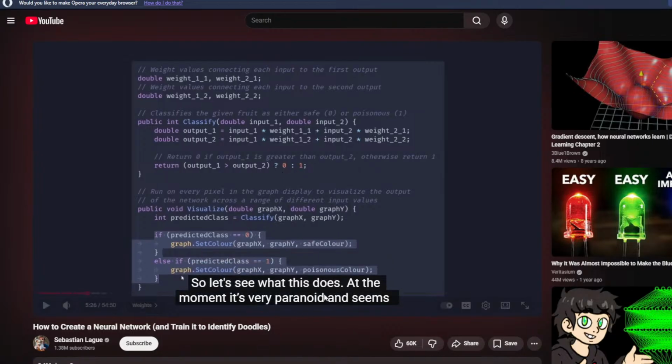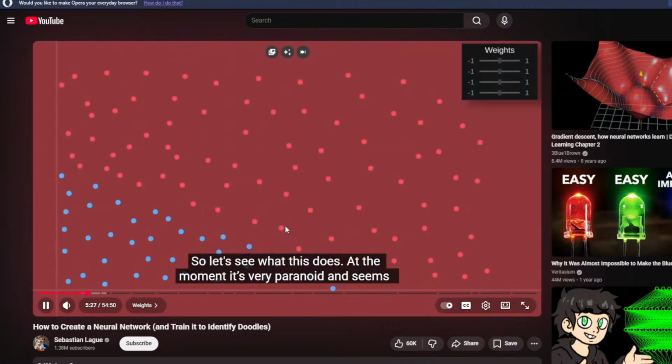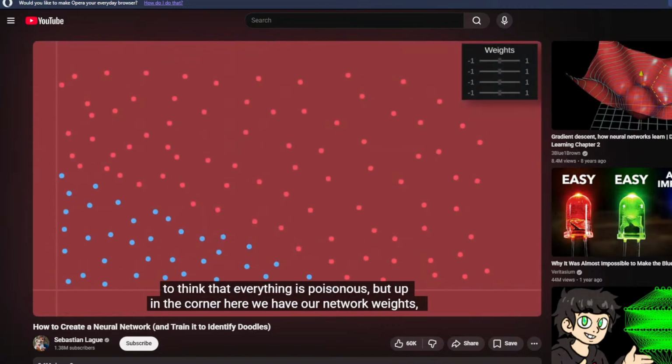At the moment, it's very paranoid and seems to think everything is poisonous, but up in the corner here we actually have our network.